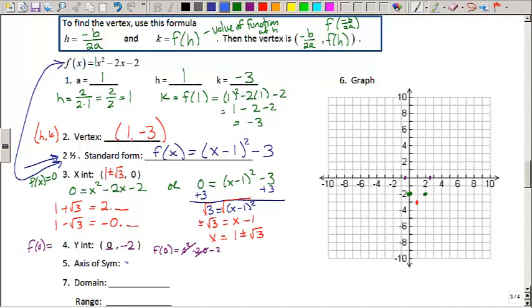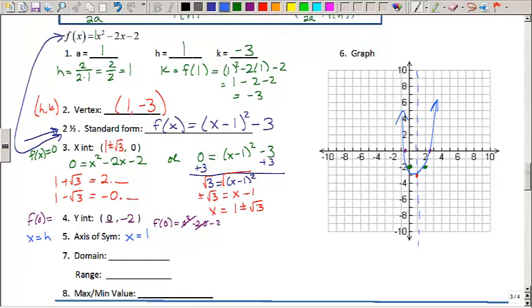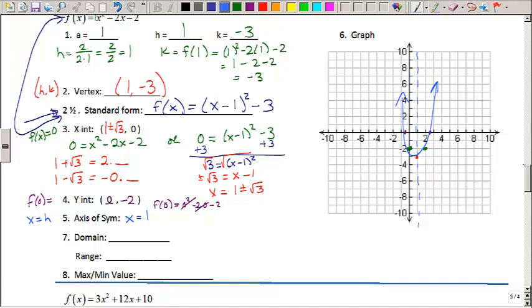Next, to find the axis of symmetry, my axis of symmetry is always x equals h. In this case, x equals 1. And I can sketch that vertical line at 1 for my axis of symmetry. That's all the information I'm going to get for my sketch. So I'm going to sketch, make sure you put arrows at the end, and that's a fairly good sketch of your quadratic equation.